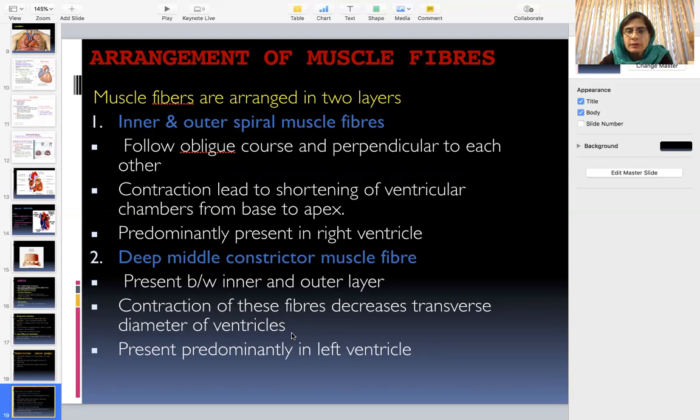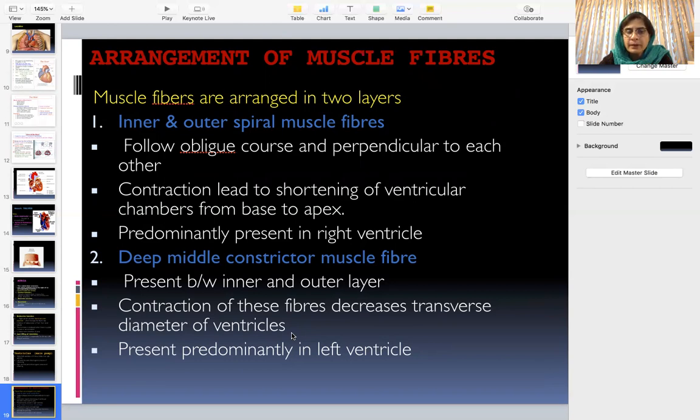Follow oblique courses and are perpendicular to each other, and the contraction leads to shortening of the ventricle chamber from base to apex. It means whenever these inner and outer spiral muscles contract, it causes shortening from base to apex. Predominantly present in the right ventricle.